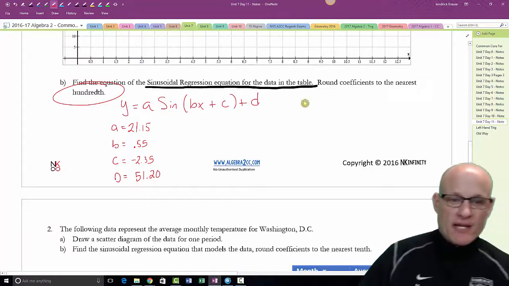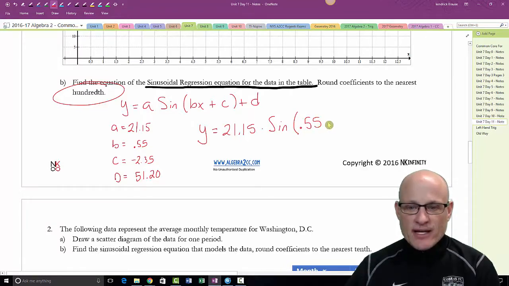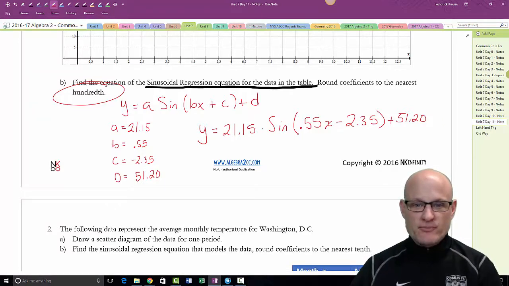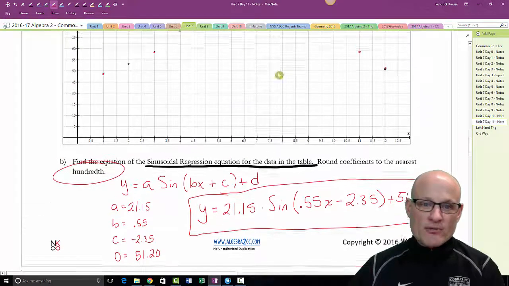All right, so if I wanted to write my equation then, rounded to the nearest hundredths, it would be 21.15 times the sine of 0.55x minus 2.35, plus 51.20. Wow. Okay, there it is. There's my equation, kids. That is my sinusoidal regression equation that represents this data.